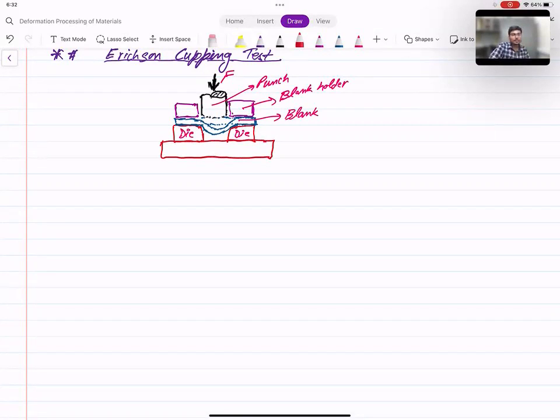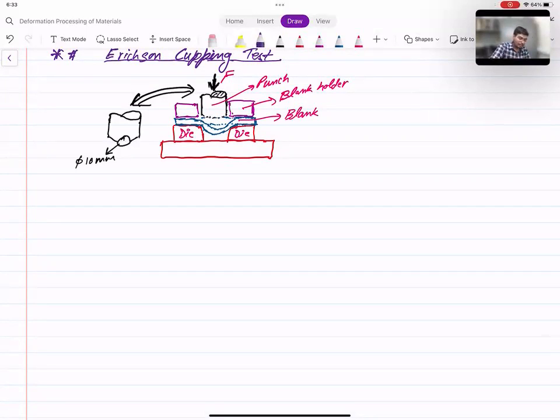So this is the schematic arrangement for the Harrison cupping test. And this punch will be something like this. There will be a ball attached here, a hard ball, which draws the blank. So it will be like this, some 10 mm dia ball. So this is the punching.